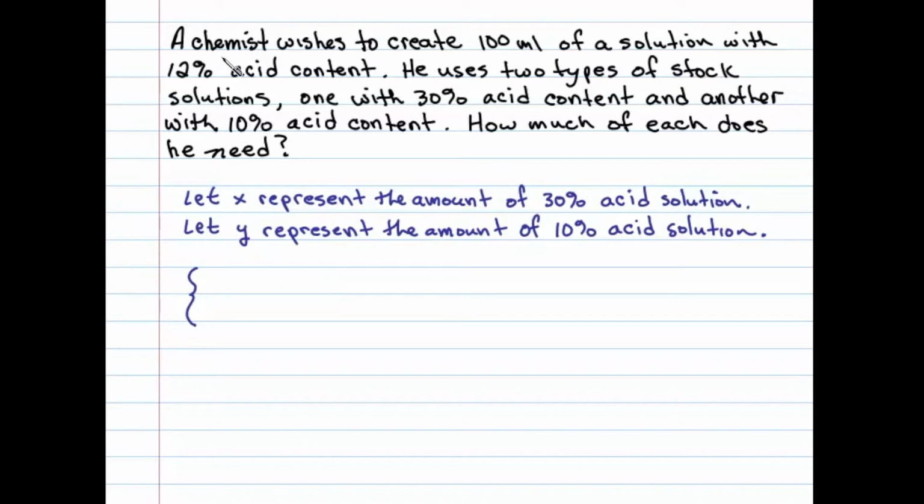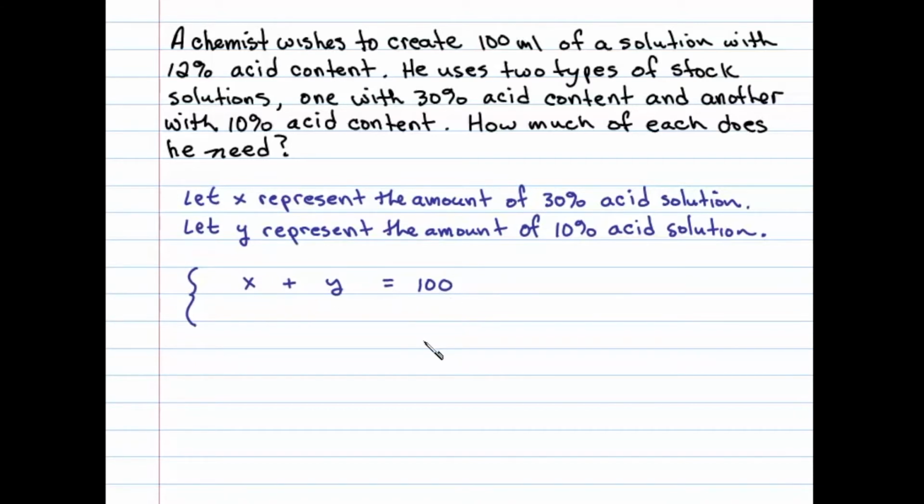Now the first equation can be gotten from the fact that the chemist wishes to create 100 milliliters total. So the amount of the 30% acid solution plus the amount of the 10% acid solution should add up to 100 milliliters. That's our first equation.